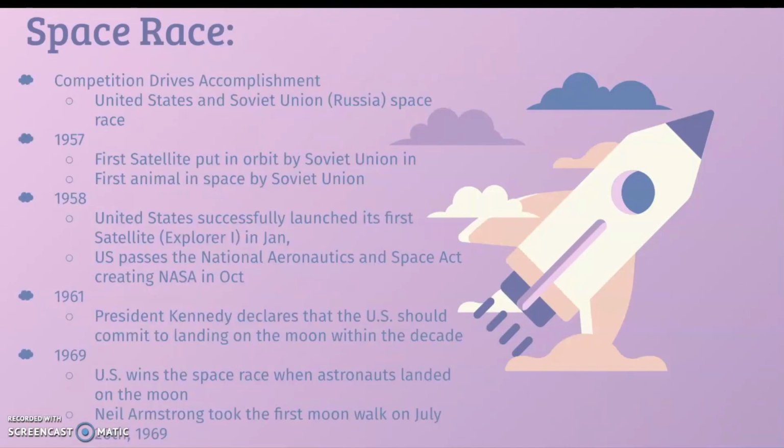In addition to the milestones in spaceflight was also the space race. This was known as the competition between the United States and the Soviet Union, or now Russia, to get to the moon. In 1957, the first satellite was put in orbit by the Soviet Union, as well as the first animal. In 1958, the United States successfully launched its first satellite, Explorer 1, in January. And also in 1958, the US passed the National Aeronautics and Space Act, creating NASA that October.